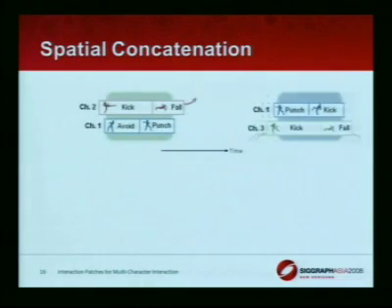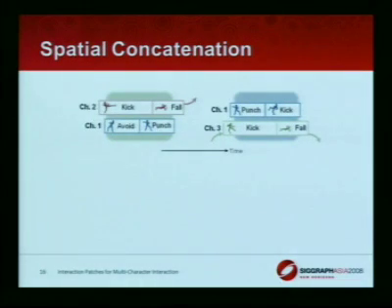Then I'm going to talk about the spatial concatenation. As you remember, the interaction patch only defines the interaction for two characters only. So what will happen if we wish to have many-to-many interactions? The objective of spatial concatenation is to generate interaction for many characters by combining interaction patches.